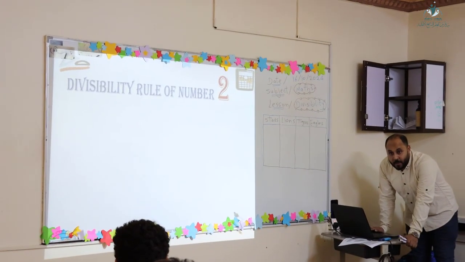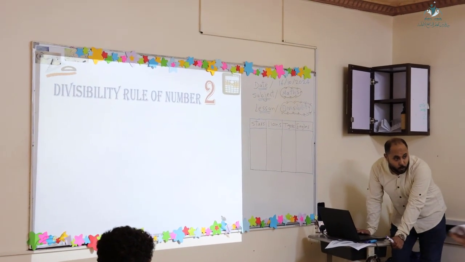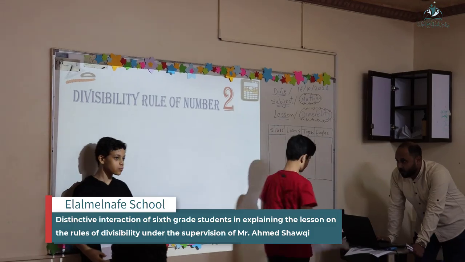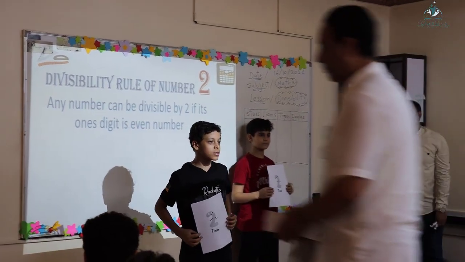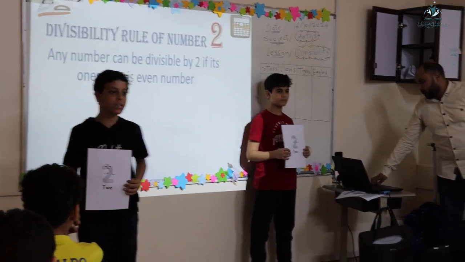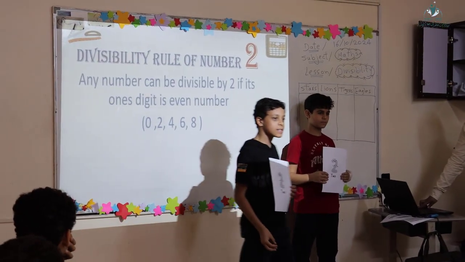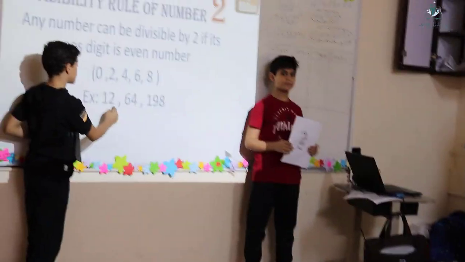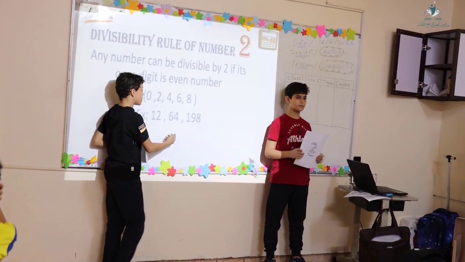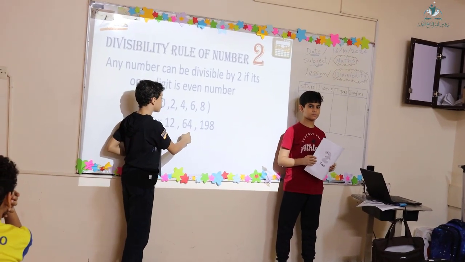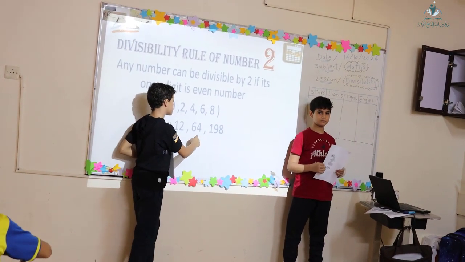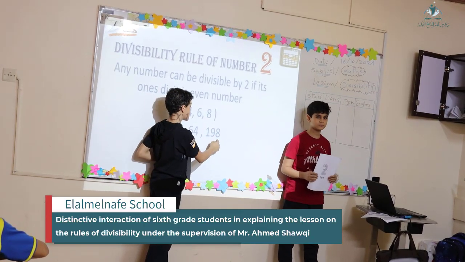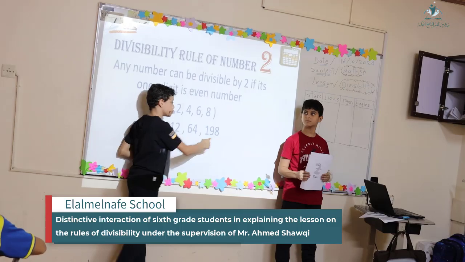Now, divisibility rule of the number 2. Where is the number 2? Introduce yourself. Hello my friends, I'm the number 2. Any number can be divisible by me if its ones digit is even, such as 12. Here 2 is even, so it's divisible by 2. And 64, 4 is even, so it's divisible by 2. 198, here 8 is even, so it's divisible by 2.